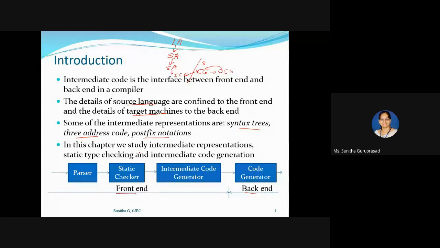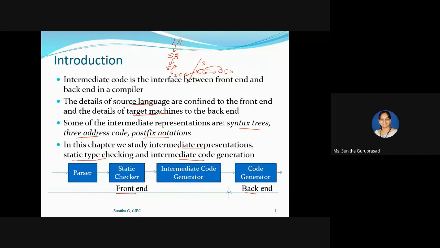So in this chapter, we study the intermediate representation. What is intermediate representation? Then we will see type checking, static type checking, and then we will see how to generate the intermediate code. So these are the different topics and representations that we will be seeing in this particular chapter.